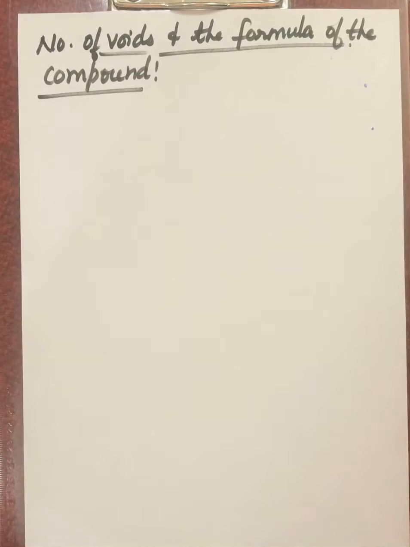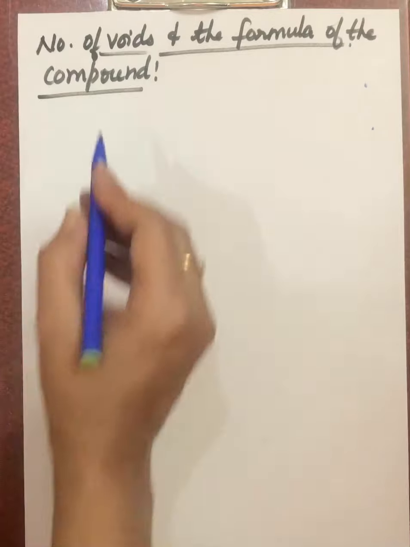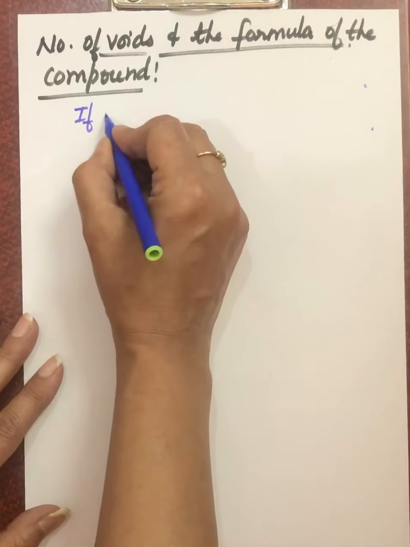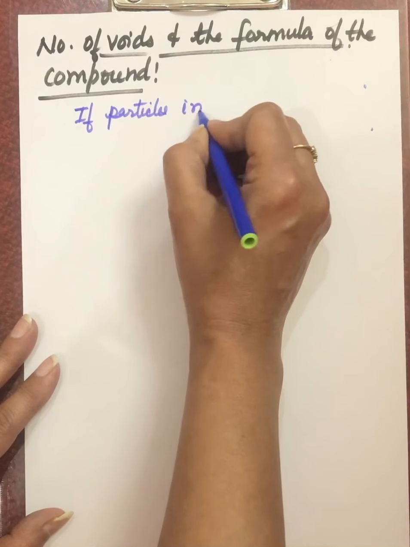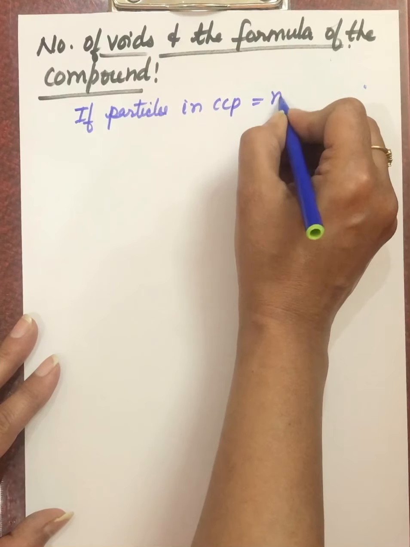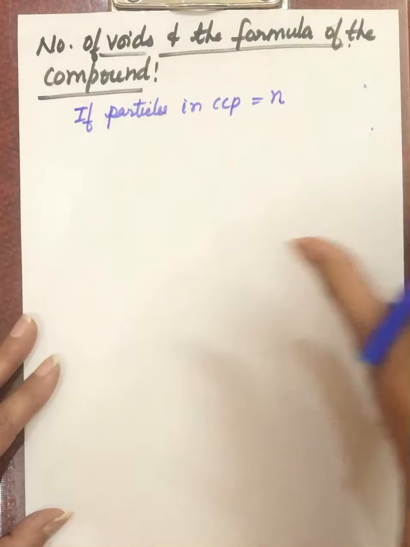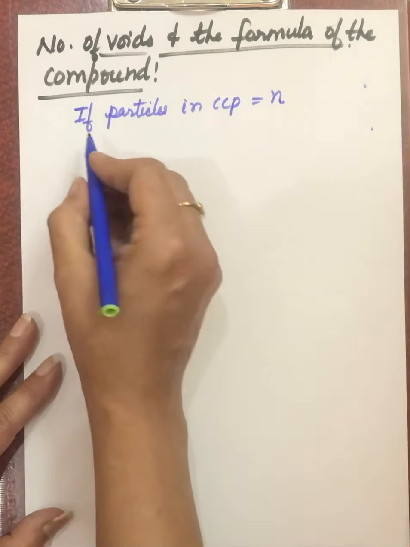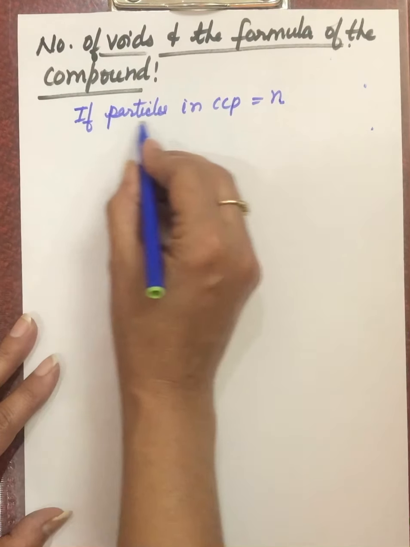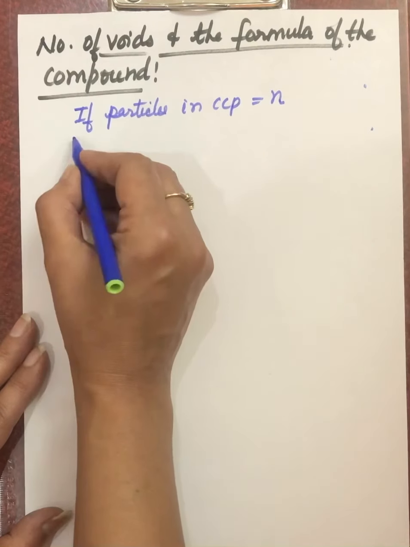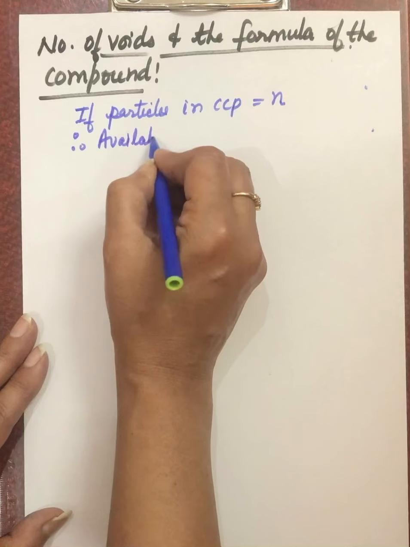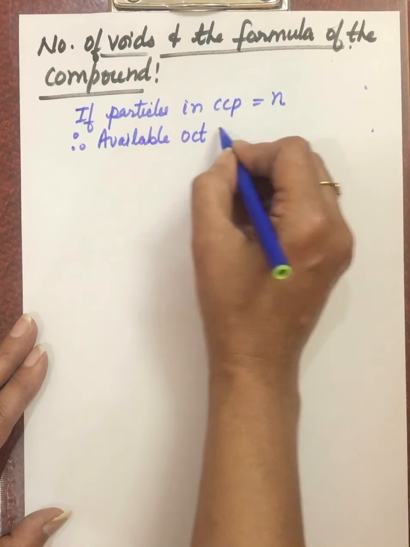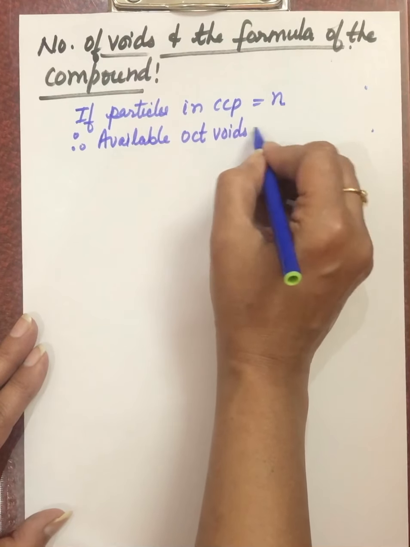How we get this thing? There are numericals also based on this part. Suppose particles in close packed arrangement are n in number. When we are doing the close pack arrangement of particles, AB layers or ABC layers, suppose in that arrangement there are n particles, and in that arrangement there will be octahedral voids also and there will be tetrahedral voids also. How many in number?